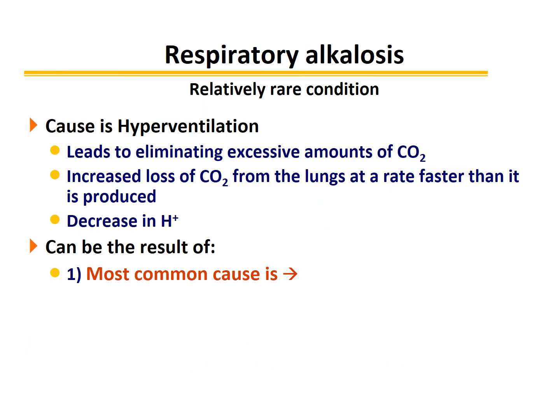Respiratory alkalosis is a relatively rare condition, mostly caused by hyperventilation, and that leads to eliminating an excessive amount of carbon dioxide. It has an increased loss of carbon dioxide from the lung if we are, for example, breathing faster than the production occurs. And what will happen is it decreases the hydrogen ion concentration. Now, what can be the most common cause of this respiratory alkalosis?